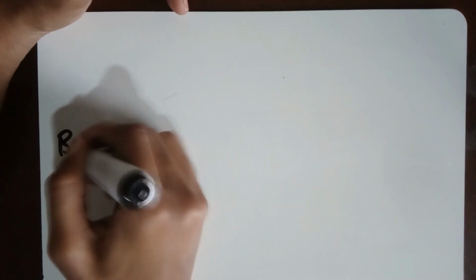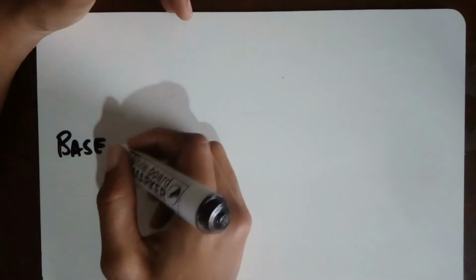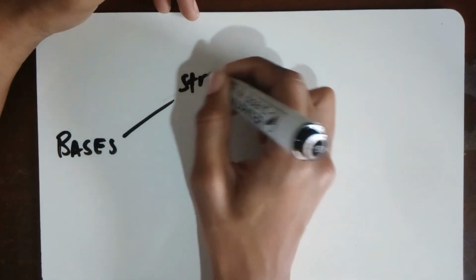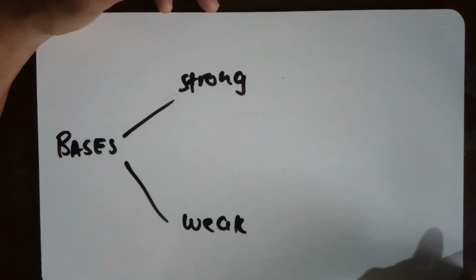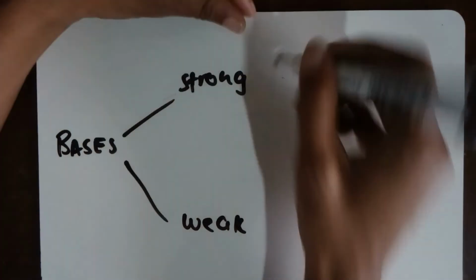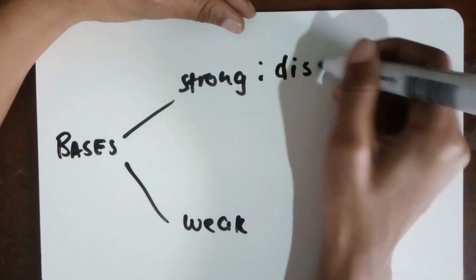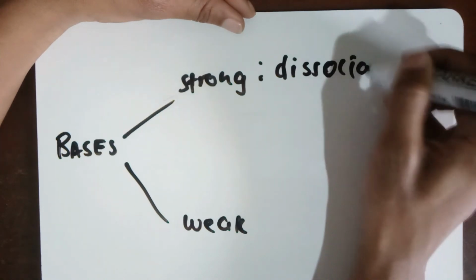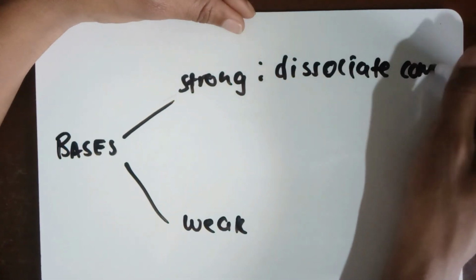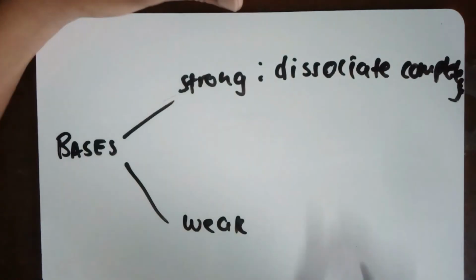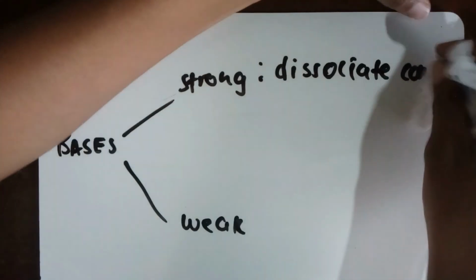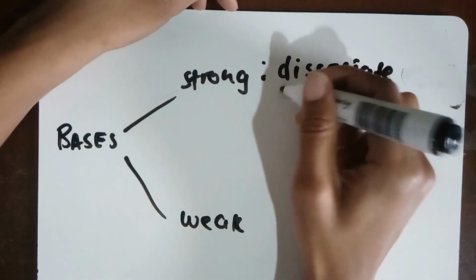Additionally, we can talk about the strength of a base, right? We can have quite strong bases as well as weak bases, and you have to be able to differentiate between the two. Strong bases are said to dissociate completely in water. Let me just wipe that and write it on the next line. So they dissociate completely in water.